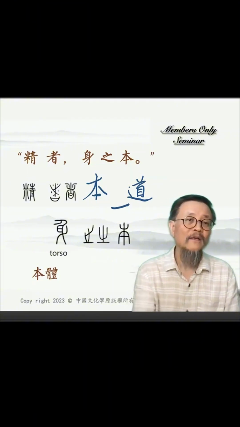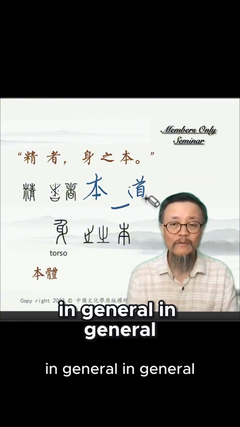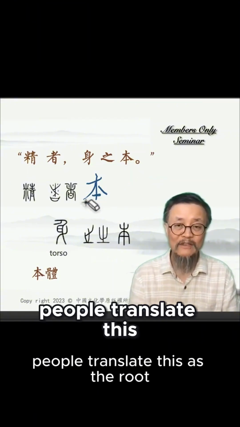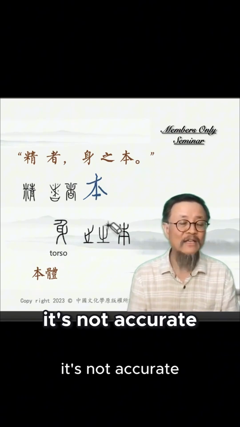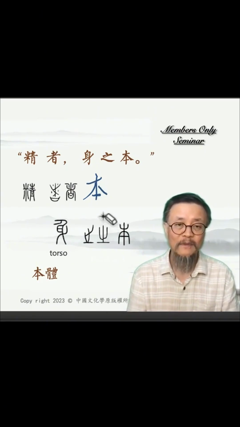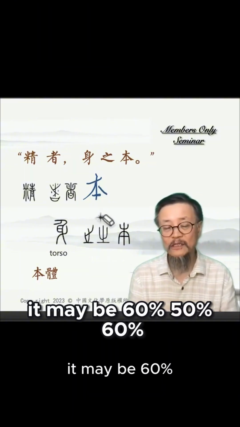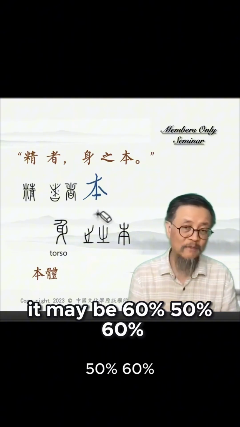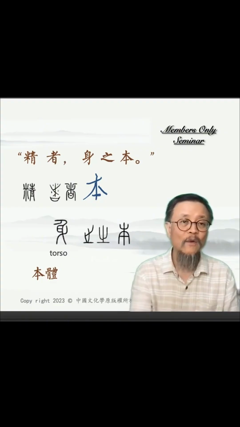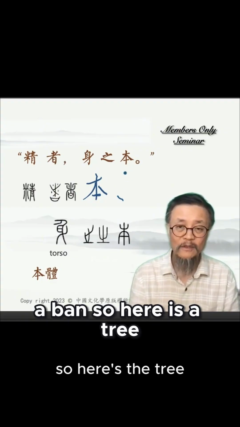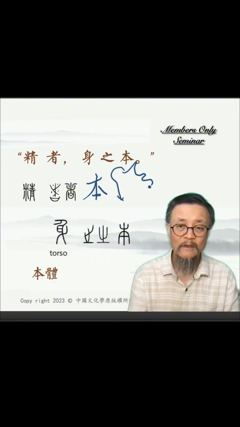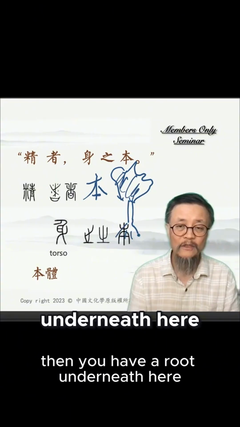So, in general, people translate this as the root. It's not accurate. It may be 50%, 60%. A 本, so here's a tree. Then you have a root underneath here.